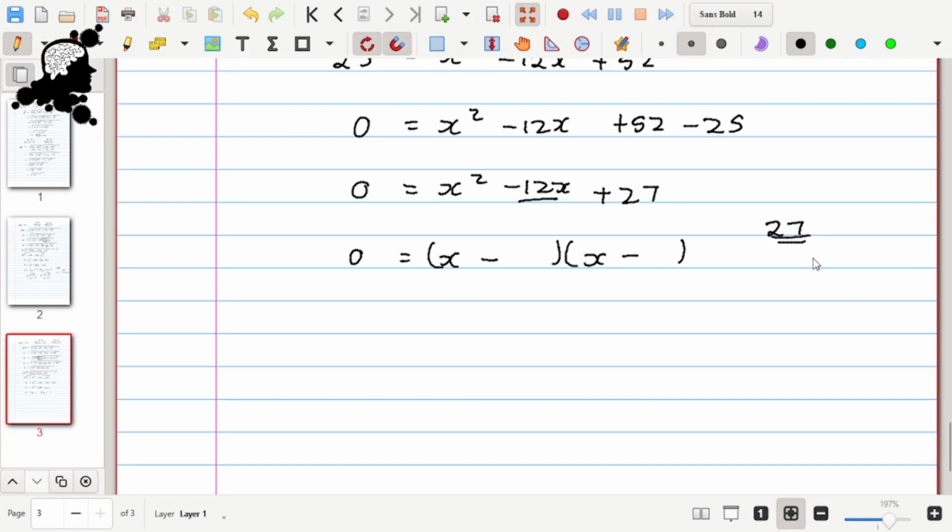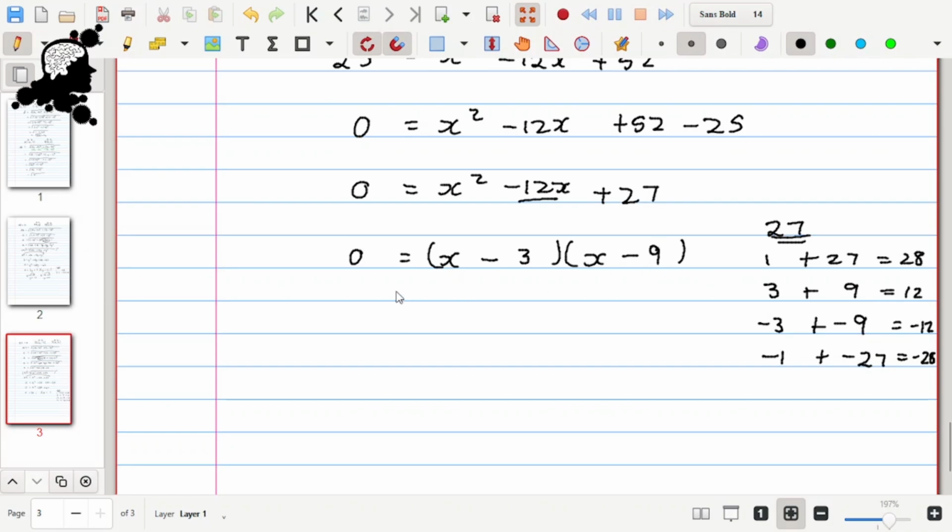Factors of 27. We've got 1 and 27. We've got 3 and 9. We've got negative 3, negative 9. We've got negative 1 and negative 27. When we get to this point, we need to add our factors. So 1 plus 27 is 28. 3 plus 9, that's 12. Negative 3 plus negative 9, that's negative 12. Negative 1 plus negative 27 is negative 28. Negative 3 and negative 9, when we add them, we get negative 12. So these are the factors that I'm taking.